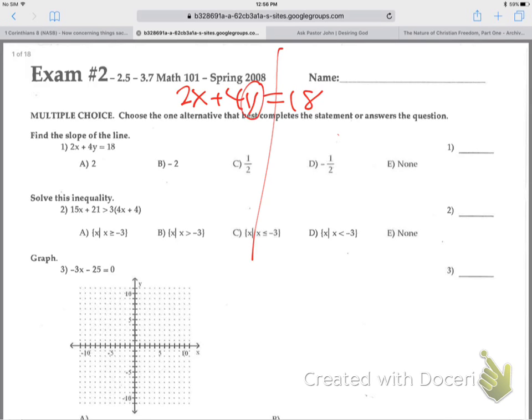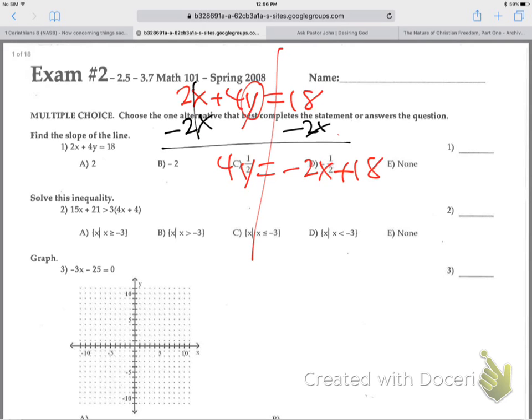Y is saying what he's always saying. I'm over here. I want to be alone. So get rid of the 2x from both sides. And we get what? 4y is minus 2x plus 18. Like that. Last step is divide by 4. And so y equals, and then reduce that, minus half x, plus reduce that, 9 halves, divided by 2.